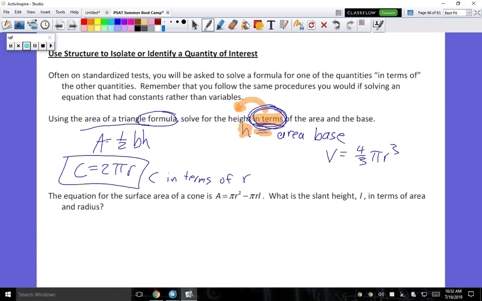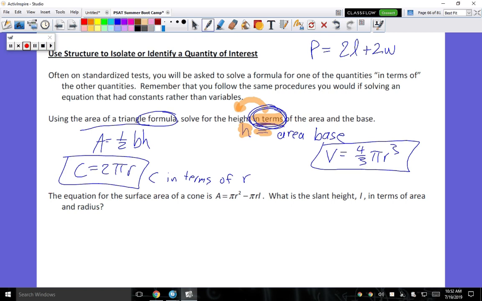What's that? V in terms of R. So people would say V in terms of pi and R. Pi is not a variable, so that's not how you read it. Pi is a constant. You with me? So how about if I said this, how would you read that? P in terms of L and W.